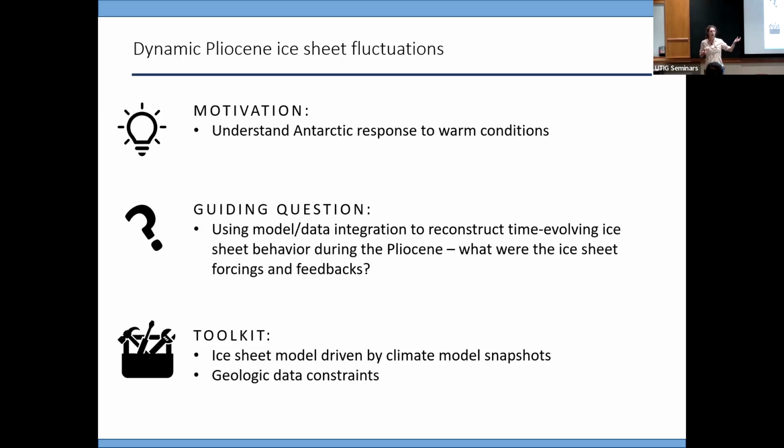Numerical models give us spatial context. They replicate the physical processes that we think are important. And geologic data provide the information that's like truth, right? Well, depends on your interpretation. It anchors us to truth in some way. And so we need both of these things to fully investigate ice sheet forcings, ice sheet feedbacks. The tools here are ice sheet models, climate models, as well as the geologic data constraints.